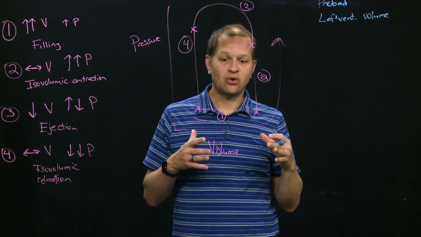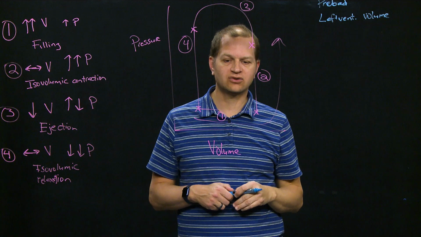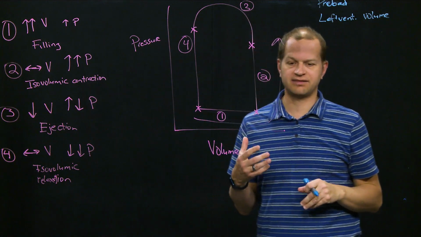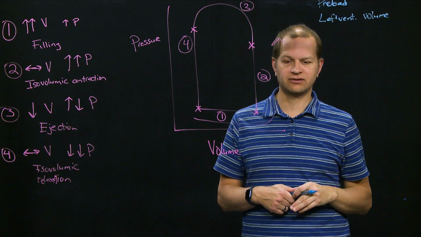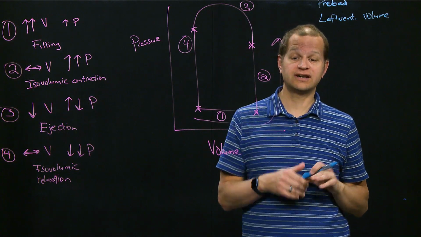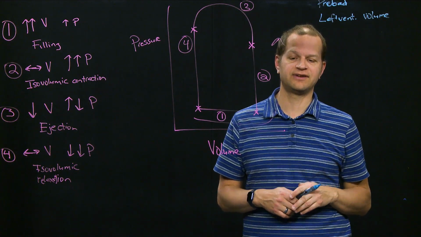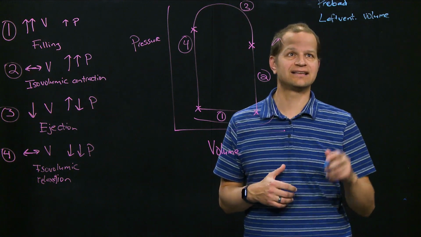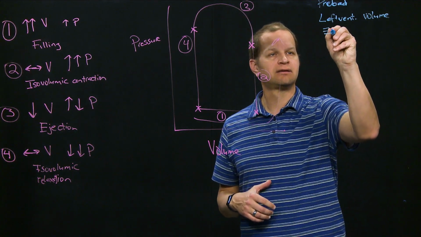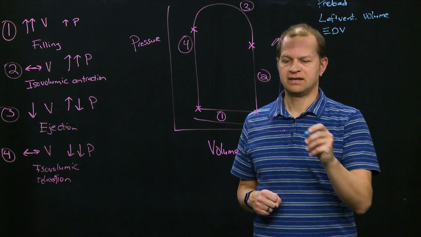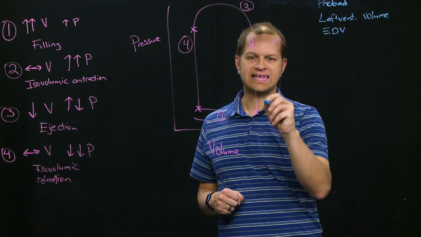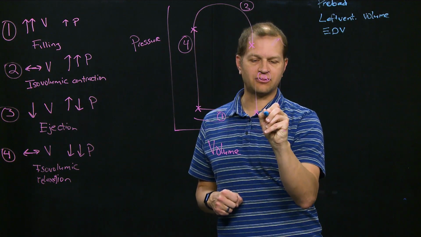All right, so if we increase preload, what's going to happen to this curve? So I want you to think for a minute. I'm going to pause the video. What's going to happen to left ventricular volume? Or how is this curve going to change if we increase left ventricular volume, or end diastolic volume? Okay. And so the answer is we take segment 2 and we shift it out to the right.